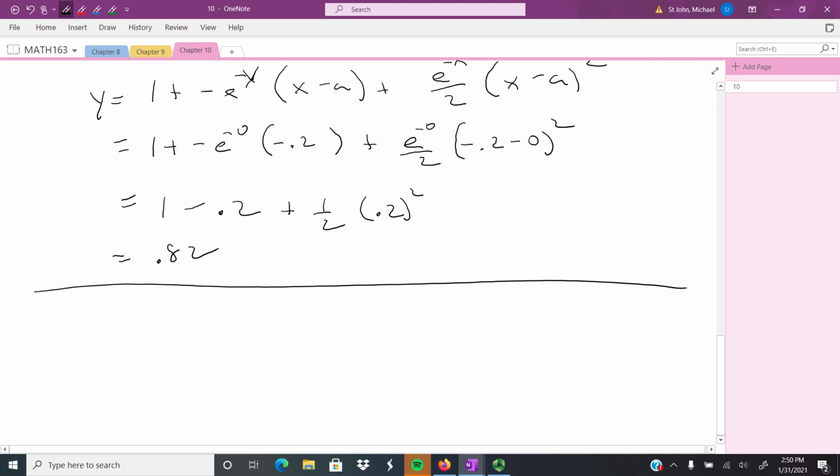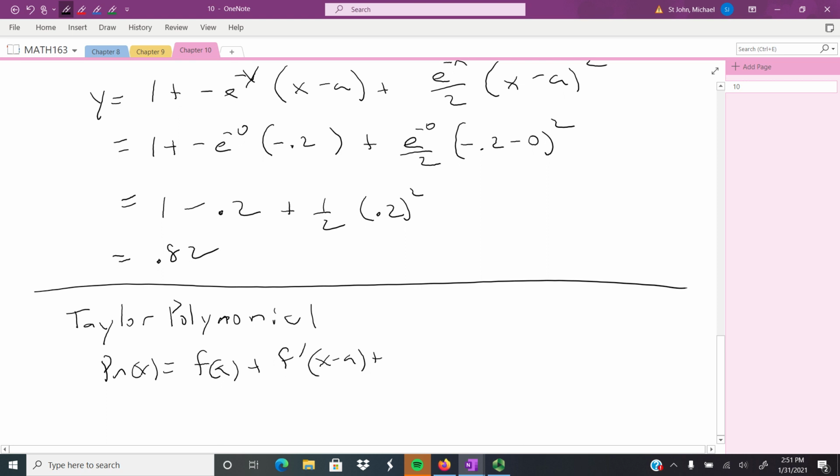Okay. So then you get to what they call Taylor polynomials. A Taylor polynomial is in this form: f of a, plus the derivative times x minus a, plus the second derivative evaluated at a over 2 factorial times x minus a squared, plus the third derivative at a over 3 factorial times x minus a cubed, and so on and so on and so on.